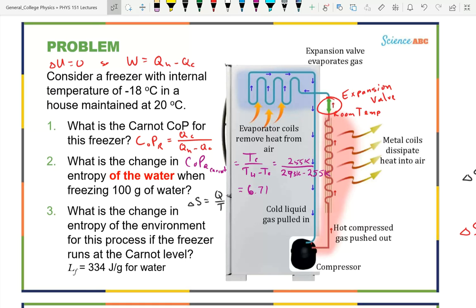A little window unit is doing the same thing, but it's optimized to work in that situation. So the window air conditioner is going to be optimized to do that job, where the refrigerator is not.